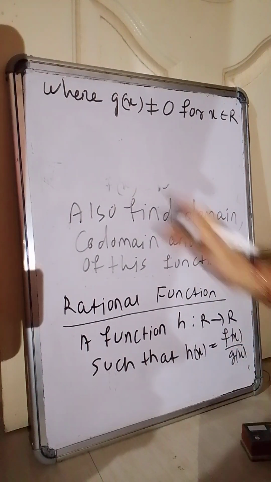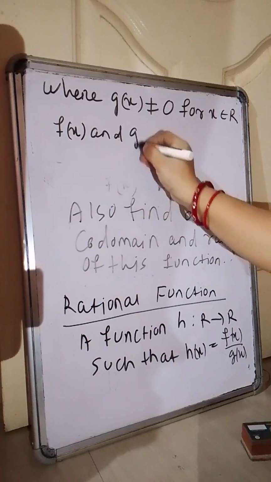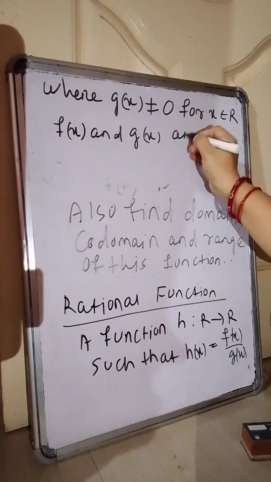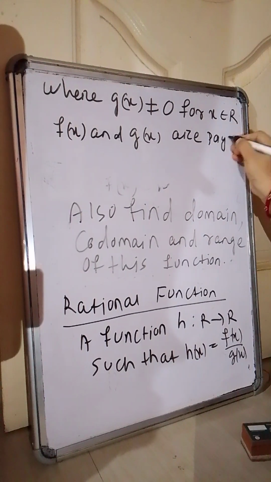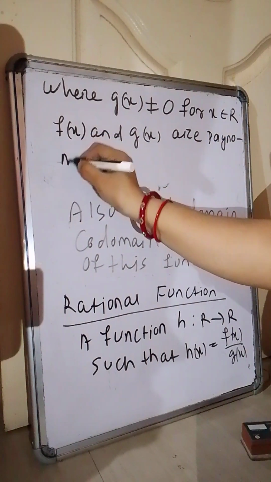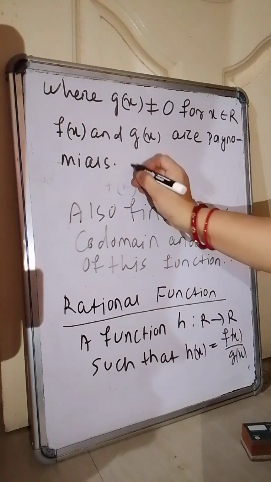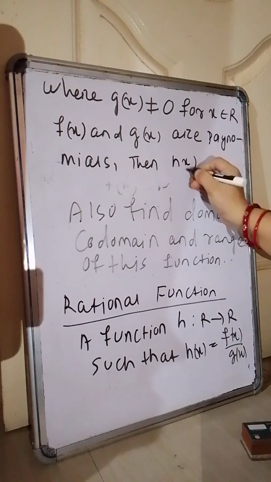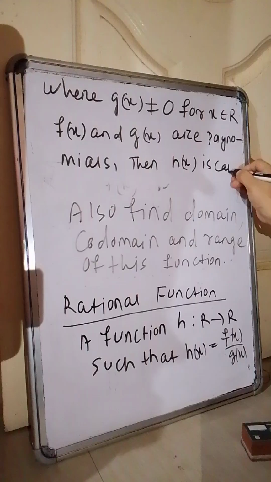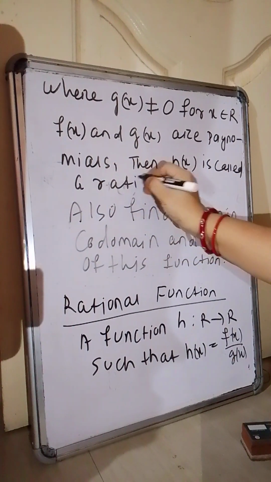And what about this f of x and g of x? f of x and g of x are polynomials. So if your function is of this type, then h of x is called a rational function.